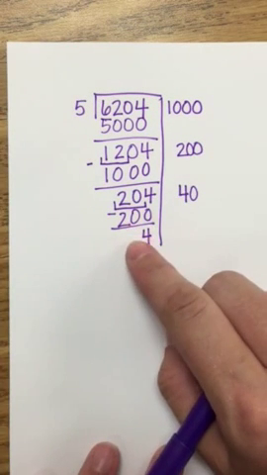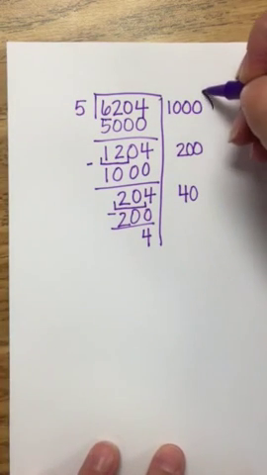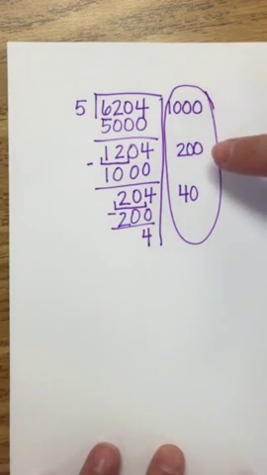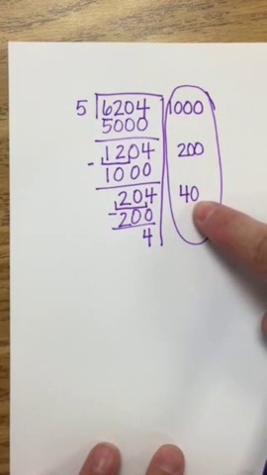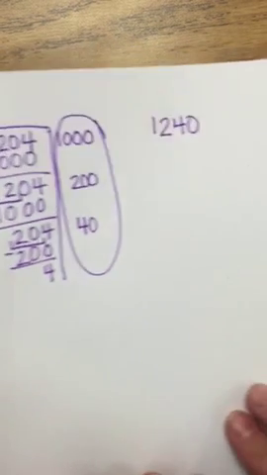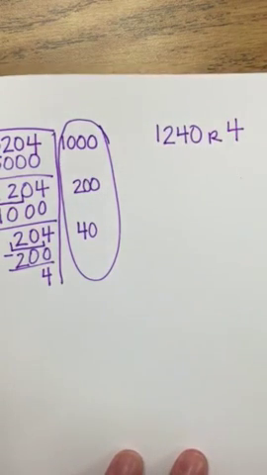My remainder is less than my divisor, so I'm going to add up. Again, because I was able to put 1,000 in each group, then I put 200 in each group, then I put 40 in each group. So total, I was able to put 1,240 in each group with a remainder of 4 left over.